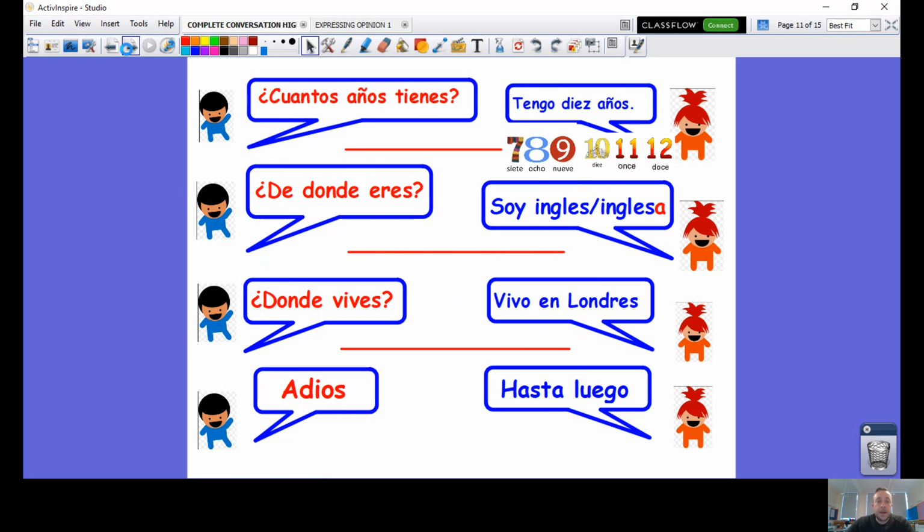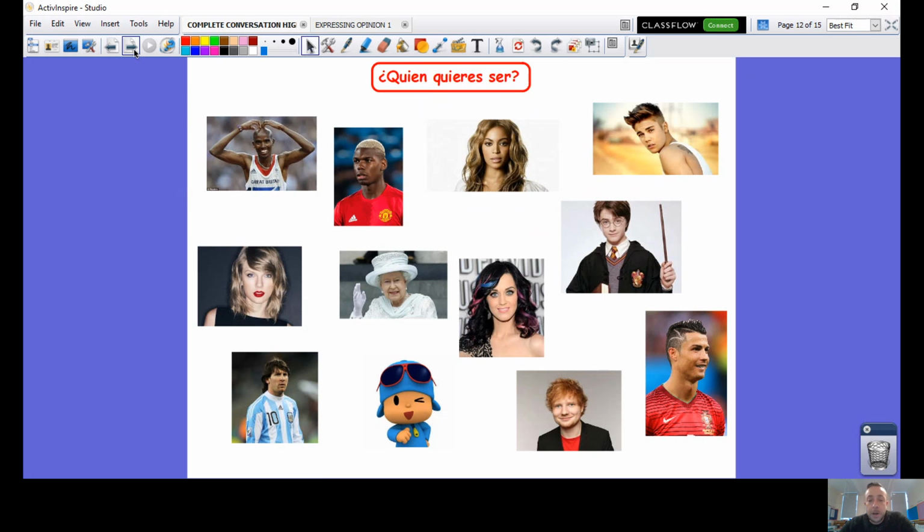Muy bien. Now, it's time to choose a character. I've already chosen my character. I am going to be Paul Pogba. You need to choose one of these characters straight away. We have Mo Farah, Beyonce, Justin Bieber, Harry Potter, Katy Perry, the Queen, Taylor Swift, Messi, the football player, Pocoyo, Ed Sheeran, and Cristiano Ronaldo. Choose a character now, please.